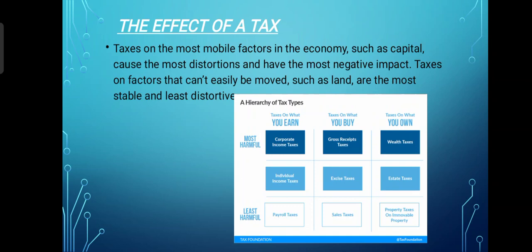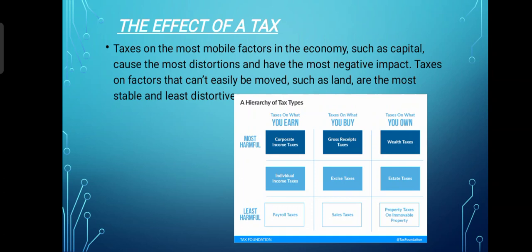The next is taxes on what you own, like wealth taxes. Wealth taxes are imposed annually on individuals' net wealth. Net wealth is calculated by the market value of their total owned assets, the price those assets would get if sold, and subtracting their liabilities, everything that a person owes, including loans, mortgages, and other debts.